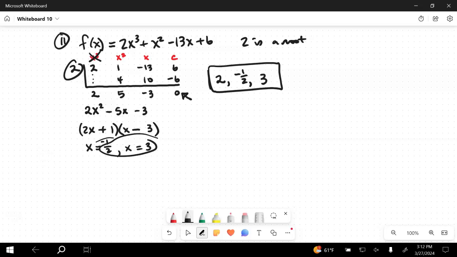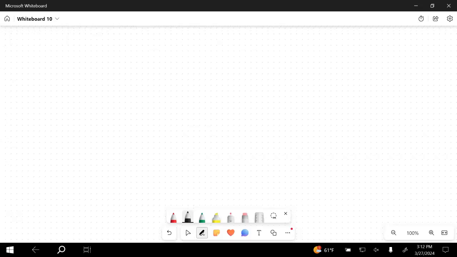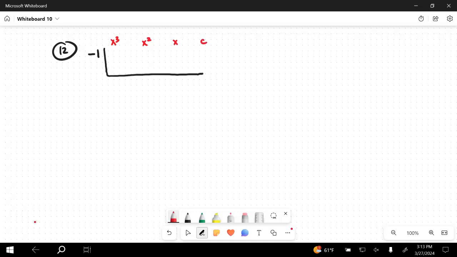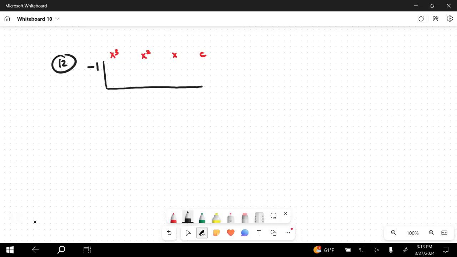For number 12, we're doing the same thing. Number 12, we are dividing a root of negative 1. This time I'll go ahead and just put it in. The function that we're plugging into is a third-degree polynomial, as you can see on your review that you printed. On this one, let me write the function down right above it. The function was to solve the function 3x cubed plus 3x plus 6, given that negative 1 is a root.